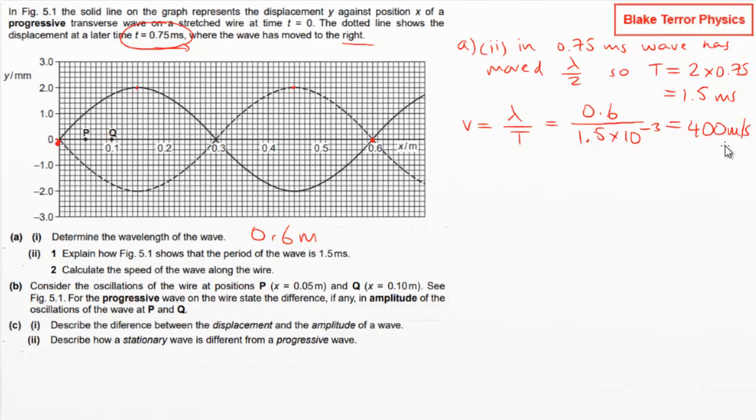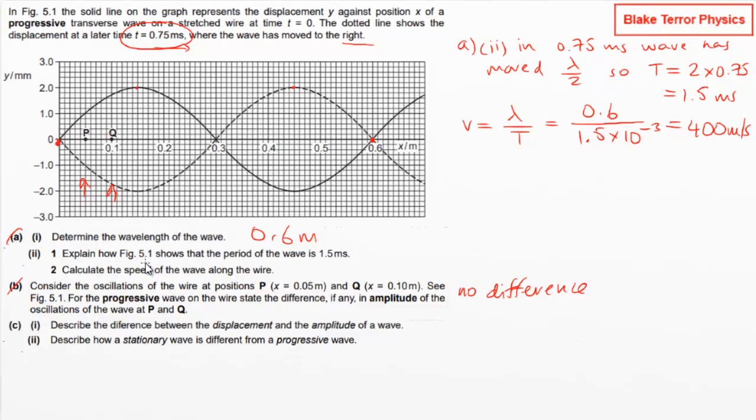Right, that was good. Part B, consider the oscillations of the wire at positions P and Q. Yeah, they've marked on P and Q here in these two spots. See figure 5.1. For the progressive wave on the wire, state the difference, if any, in the amplitude of the oscillations. Well, there won't be any difference because it's a progressive wave, so everything's going to be moving up to the same amplitude. So we can say no difference. We don't have to give any kind of explanation.